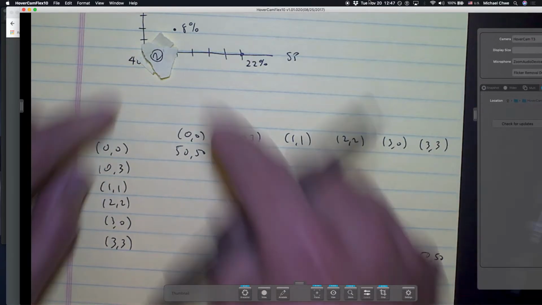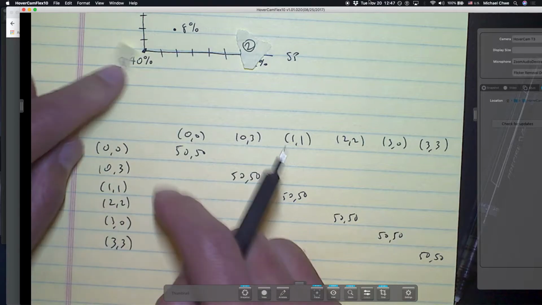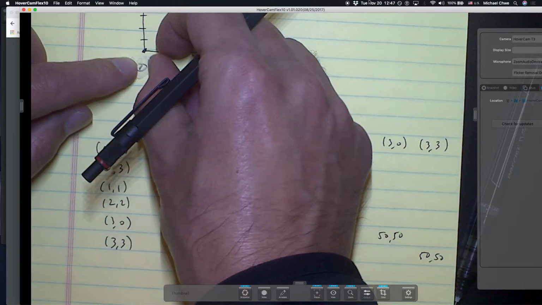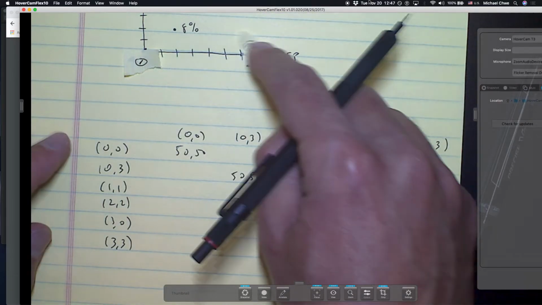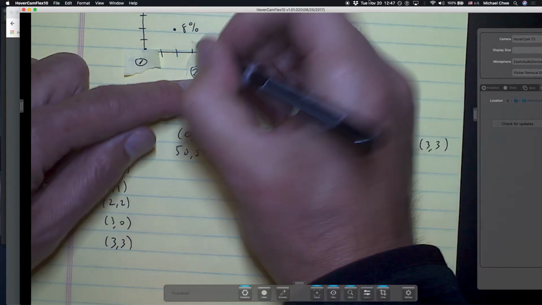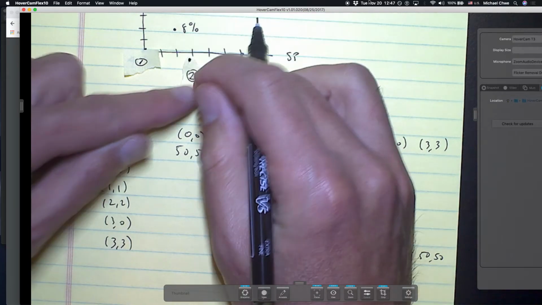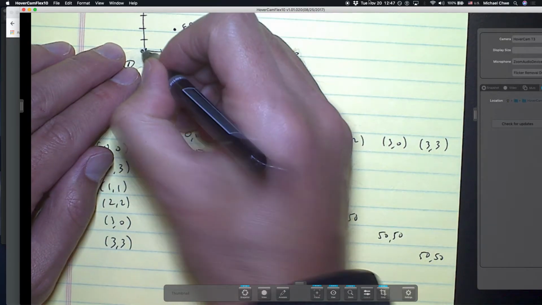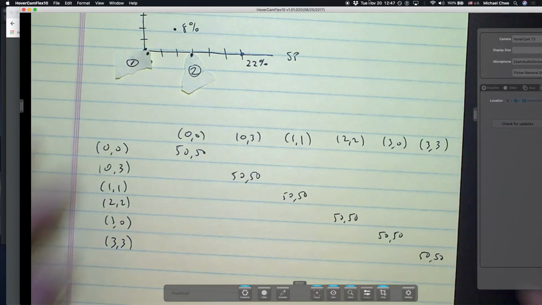Okay, how about this one? What if candidate 1 is at 0, 0, and candidate 2 is at 0, 3? What is 0, 3? It's right there. This is great. I'm going to do this like this. This is such an innovation. Okay, see that? How that really works.